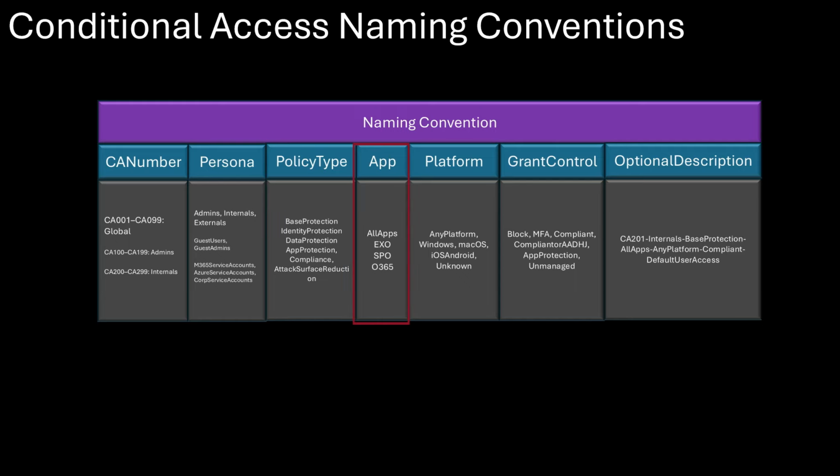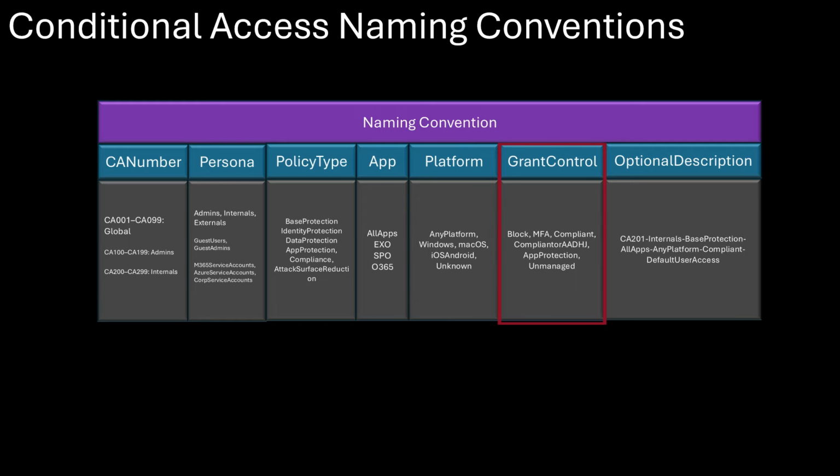App specifies the targeted app. Use all apps for blanket policies. Use short codes like EXO for Exchange Online, SPO for SharePoint Online, or O365 for Microsoft 365 Suite. Platform indicates the platform or device type, such as any platform, Windows, macOS, iOS, Android, or unknown. This will help you clearly show whether your policy is targeting all devices or specific ones.